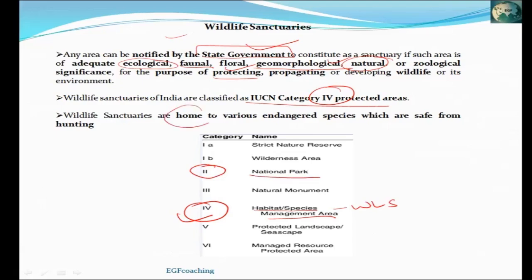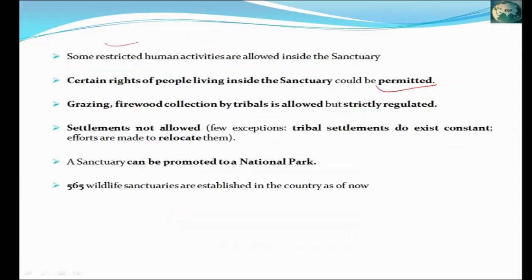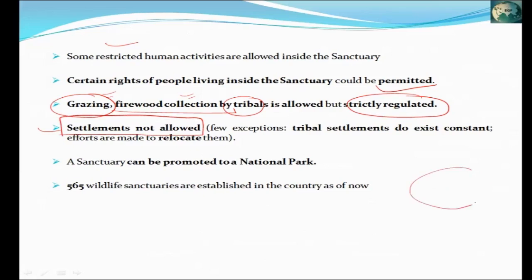Wildlife sanctuaries are home to various endangered species. Now, what activities are allowed here and what are not? Some activities are permitted here. For example, grazing of animals is permitted. Firewood collection by the tribals is allowed, but it is strictly regulated. It means if people are allowed to collect firewood, they cannot overexploit it. Human settlement is not allowed. No one from outside area can go and settle in a wildlife sanctuary. Only the tribals who have been living here for a long time, only they are allowed to live there. But government tries to relocate them outside of the wildlife sanctuary.